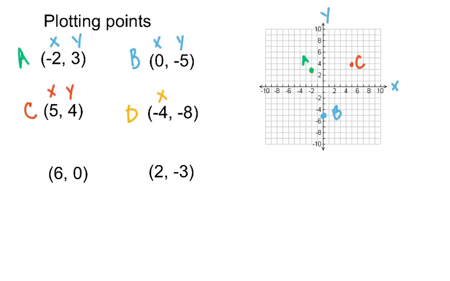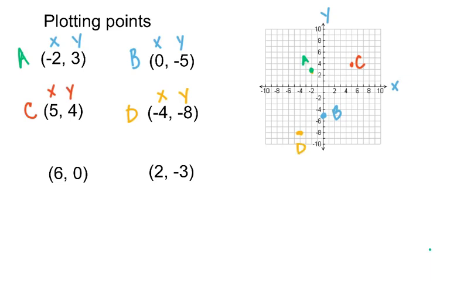Point D when x is -4 and y is -8. So x is -4 right there, y is -8 right there, so they end up crossing right at that crosshair. I like to call them crosshairs. I don't know what they're actually called, but we'll go with that. So -4, -8, that's point D.